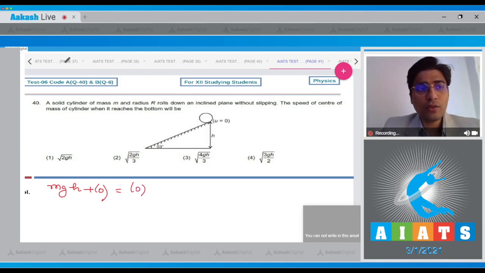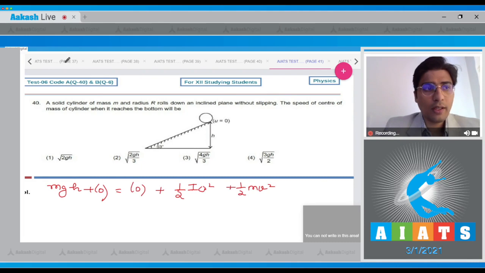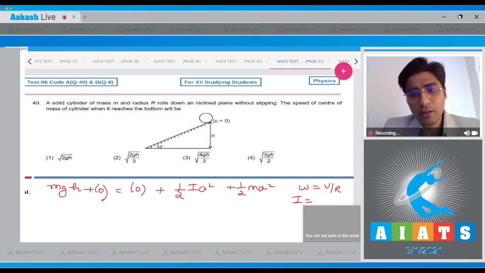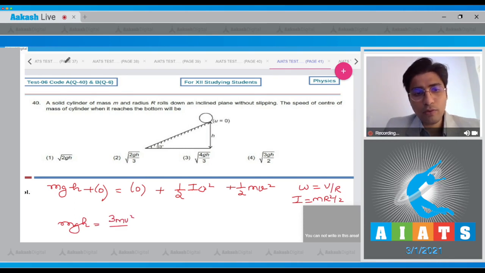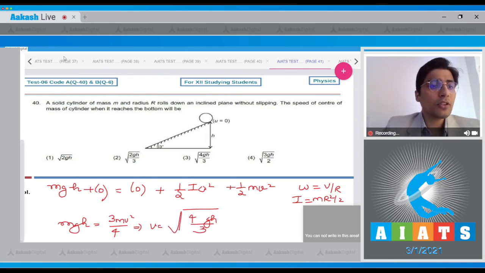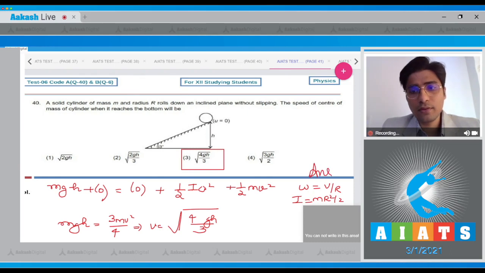The final potential energy is 0, while the kinetic energy can be written as half I omega square plus half mv square. Herein, omega can be written as v by r and I will be equal to mr square by 2. On substituting these values, we get mgh to be equal to 3 mv square by 4, or v to be equal to under root of 4 gh by 3. Meaning that for this question, the correct answer is option number 3. Now let us move to question number 41.